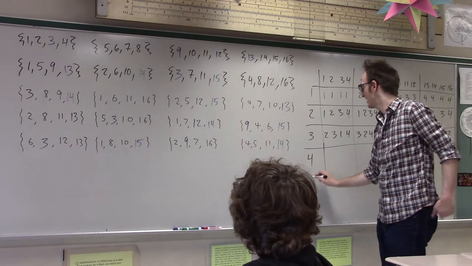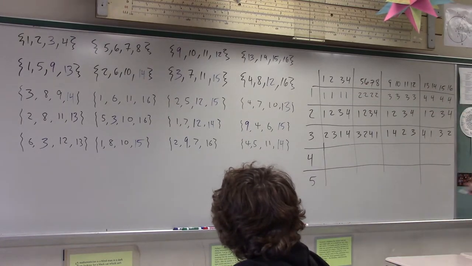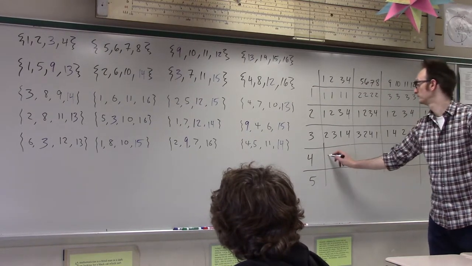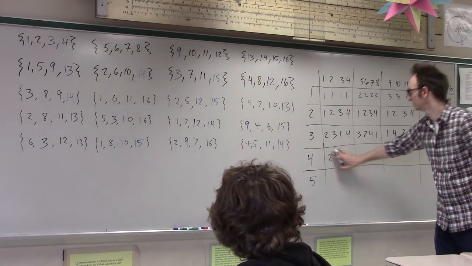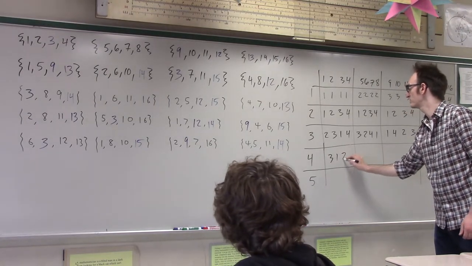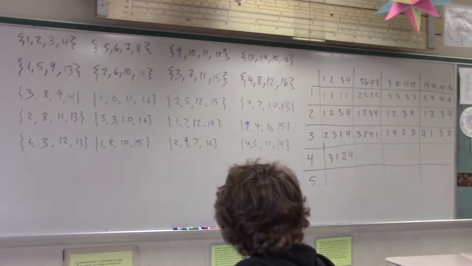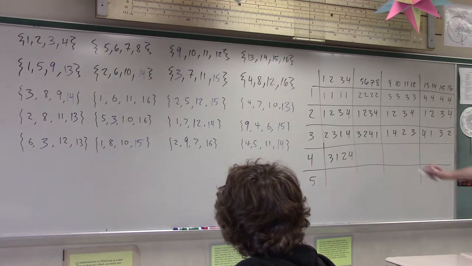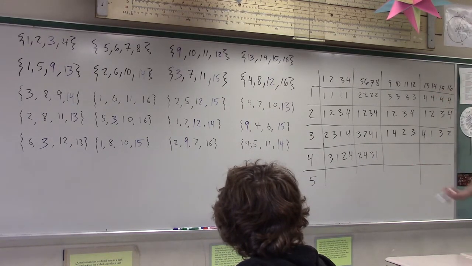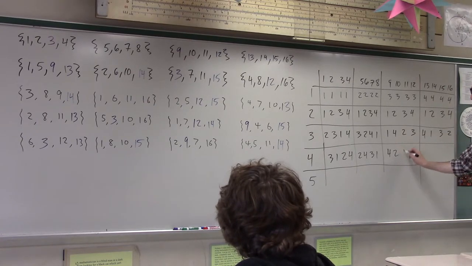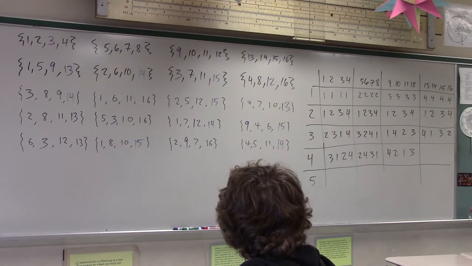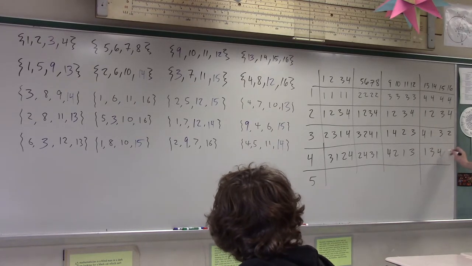Two more rows, and then we're done. Well, how about row 4? 2, 3. 3, 1, 2, 4. Wait, no, it's 3, 1, 2, 4. Is that right? Yeah. I'm in row 4. Yeah, that looks good. 4, 2, 1, 3. It's easier to just do it all at once in your brain. 1, 3, 4, 2. All right, last one.